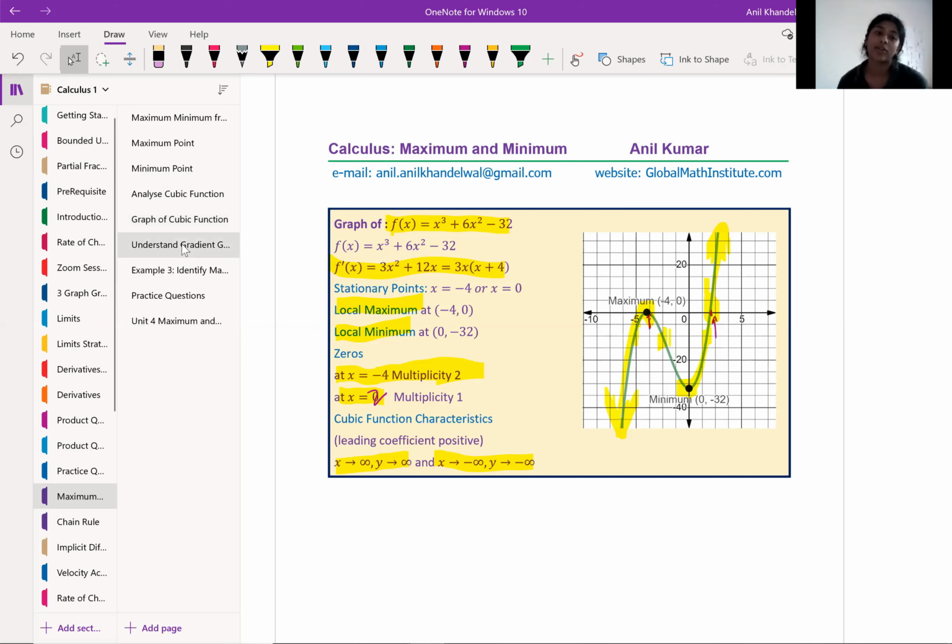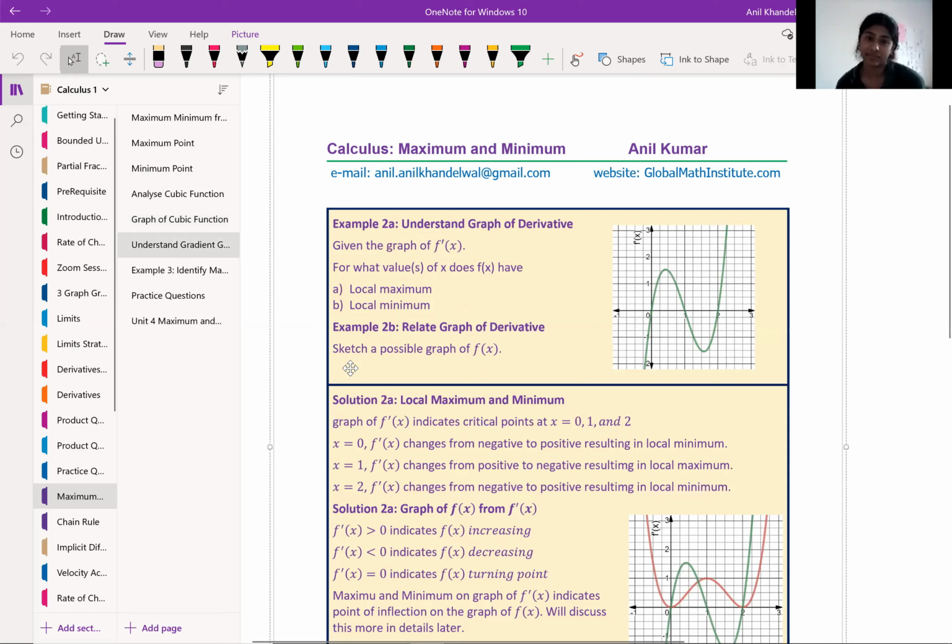So that's kind of interesting. Now we'll look into a different aspect of the derivative. Question number 2A is to understand the graph of a derivative. Remember, we had been sketching the graph of the derivative from the function till now. We were starting with the function and getting to the derivative. This time, I've taken an example where we do the reverse: we'll begin with the derivative and end with the function. So that's very critical.